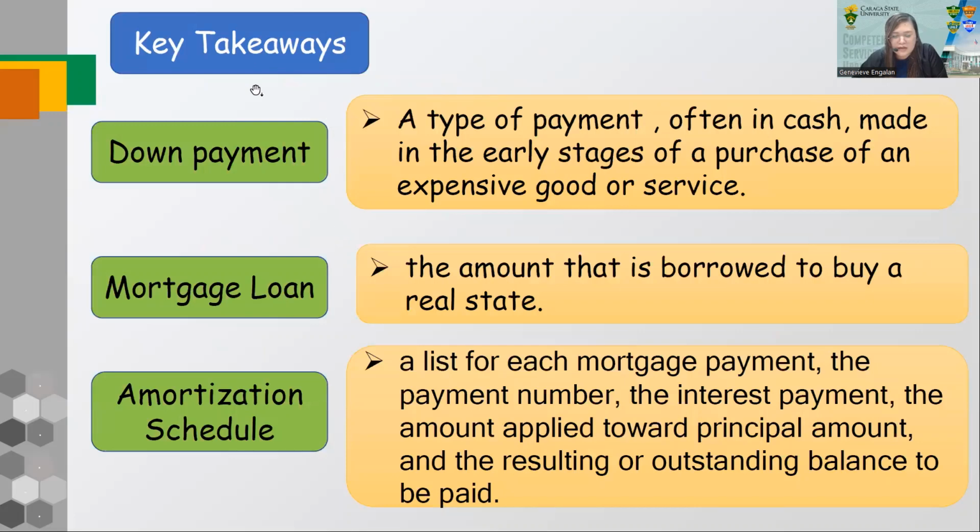Okay, so again, key takeaways: we have the down payment, mortgage loan, and amortization schedule. The down payment is a payment, often in cash, made in the early stages of purchase of an expensive good or service. In real estate, the down payment is called the equity. The mortgage loan is the amount borrowed to buy real estate. The amortization schedule is a list for each mortgage payment: the payment number, the interest payment, the amount applied toward principal, and the resulting outstanding balance to be paid.